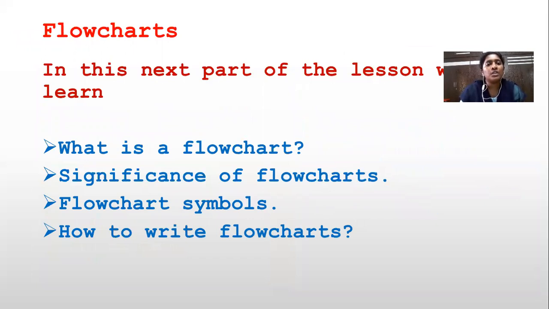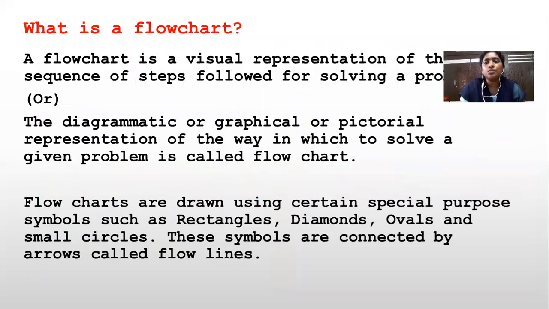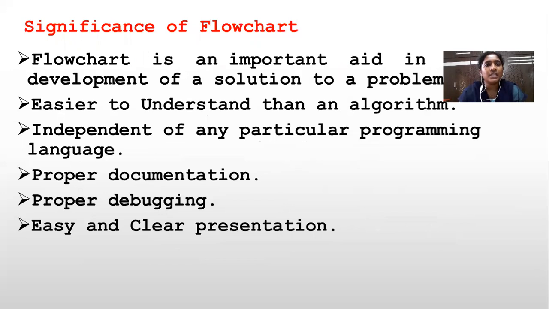In this flowchart section, what is a flowchart, the significance of flowcharts, flowchart symbols, and how to write flowcharts will be explained. First, let us know what a flowchart is. A flowchart is a visual or graphical or pictorial representation of an algorithm written in sequential steps. Flowcharts are drawn using certain symbols like rectangles, ovals, circles, and diamond shapes. A flowchart is an important aid in the development of a solution to a problem. It is easier to understand than an algorithm as it is visually presented.